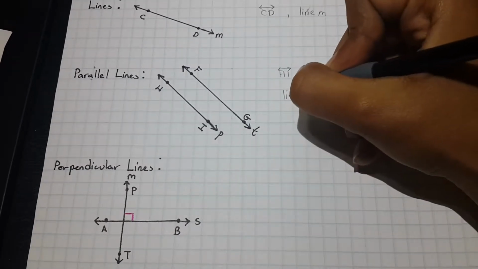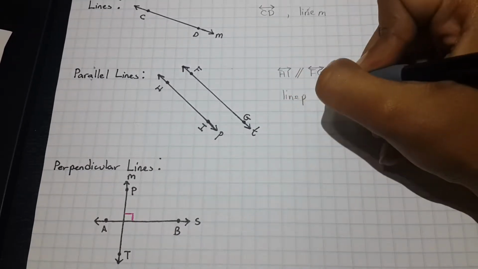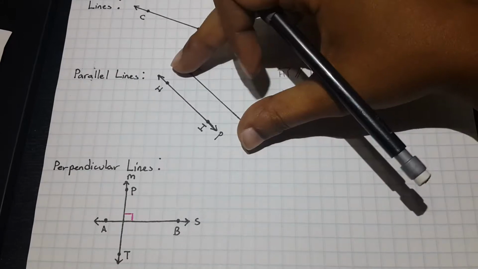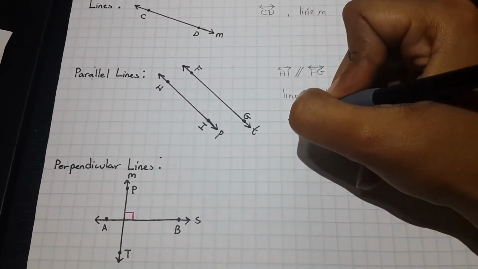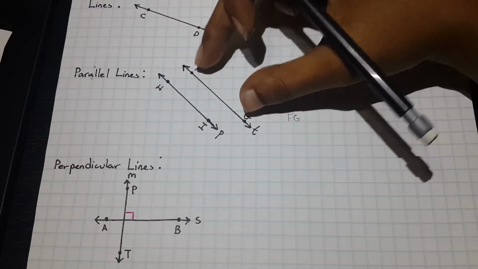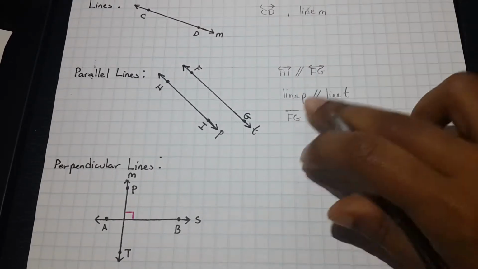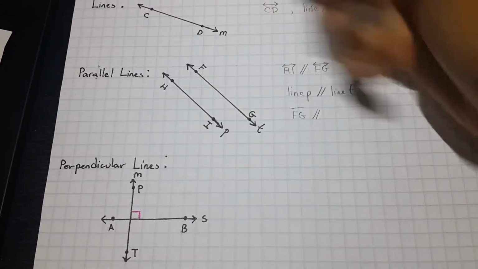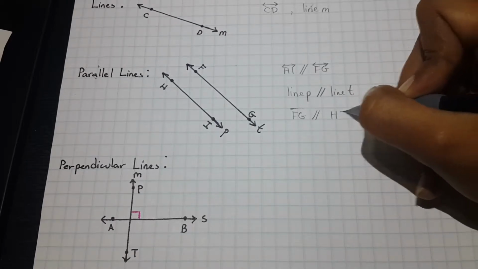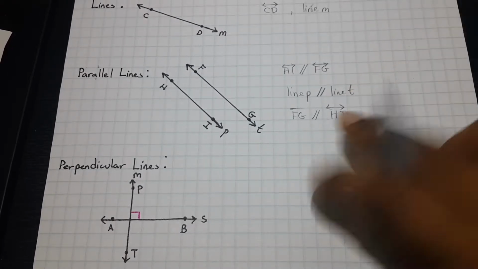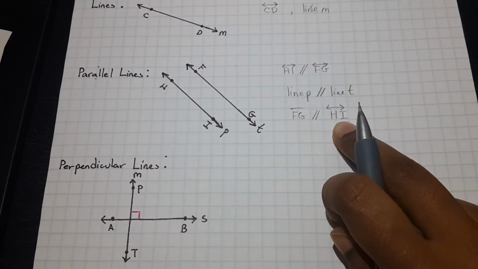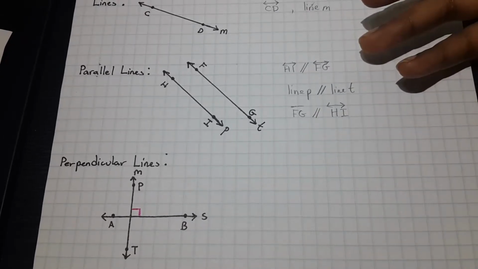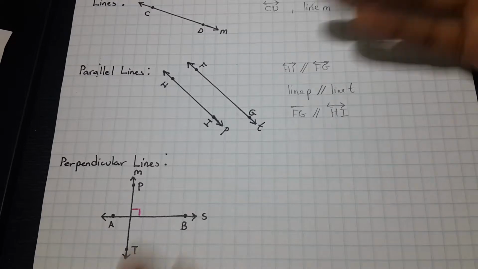You could have also written line P is parallel to line T. And of course you can do some other combination. You didn't have to use the whole line. You could have said FG, and let's say we're just focused on FG as the line segment, you would just draw a straight line with nothing at the ends. So line segment FG is parallel to line HI. There's a whole bunch of combinations you can do, but whichever combination you use will still be correct and read correctly as two parallel lines.